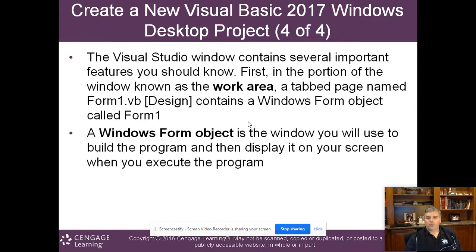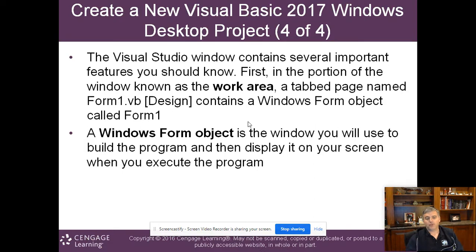The Visual Studio window contains several important features you should know. First, the portion of the window known as the work area. That's a tab page named Form 1. It contains a Windows Form object. The Windows Form object is a window you use to build the program and then display it on your screen when you execute the program.